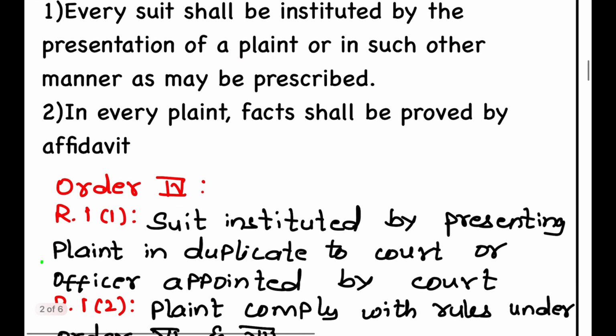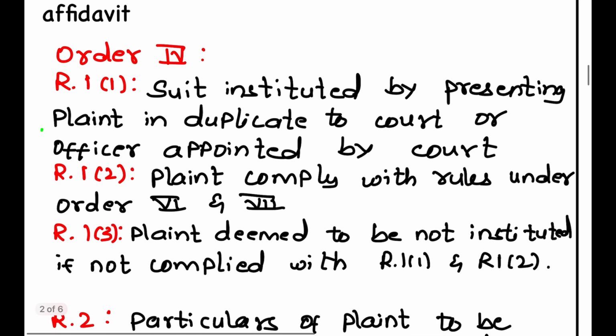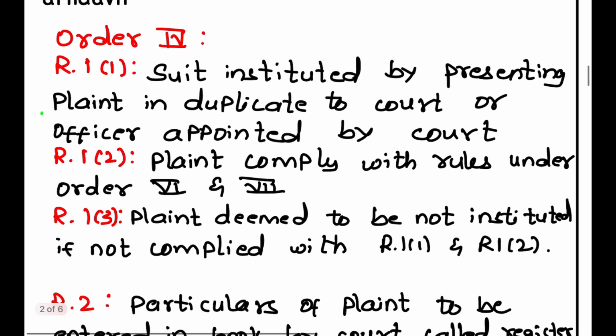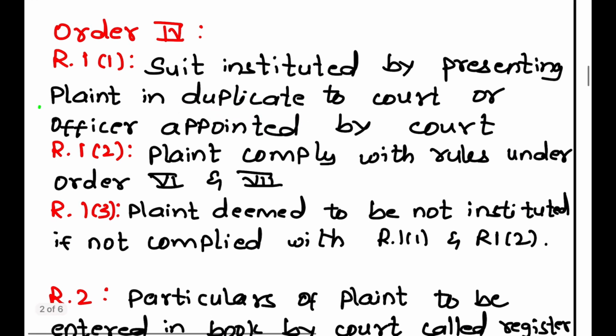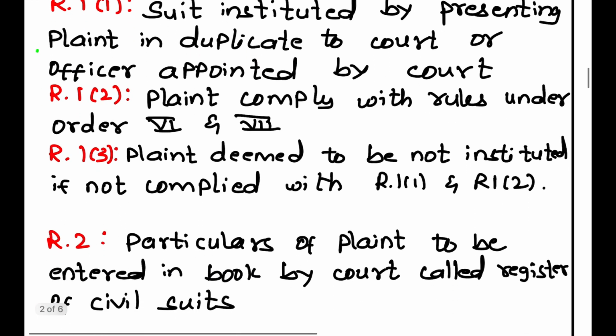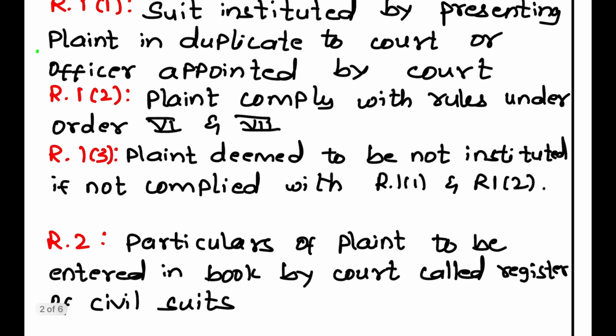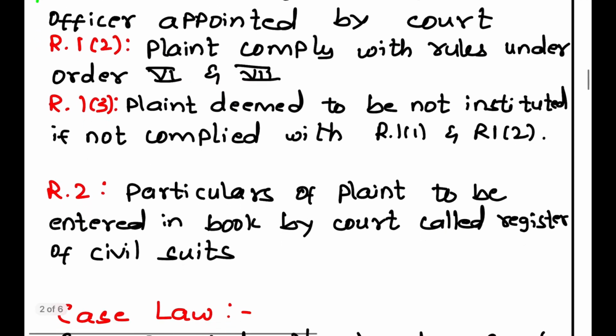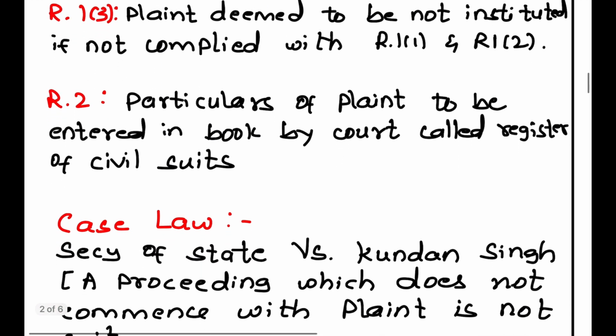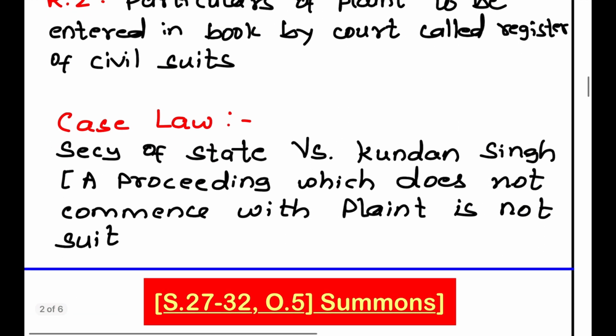A suit is instituted by filing a plaint. It is governed by Order 4, that a suit is instituted by presenting a plaint in duplicate. Along with the plaint, a duplicate of the plaint has to be filed, and the plaint should comply with the rules of Order 6 and 7. Case law: Secretary of State versus Kundan Singh. A proceeding which does not commence with a plaint is not a suit. So a proceeding should always commence with a plaint.